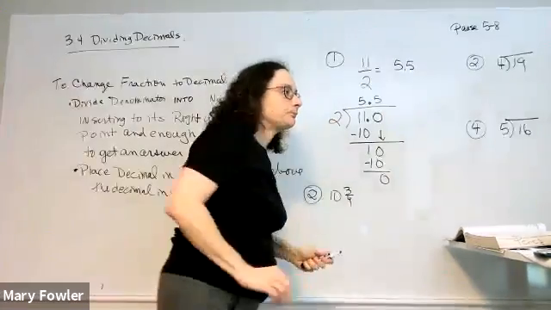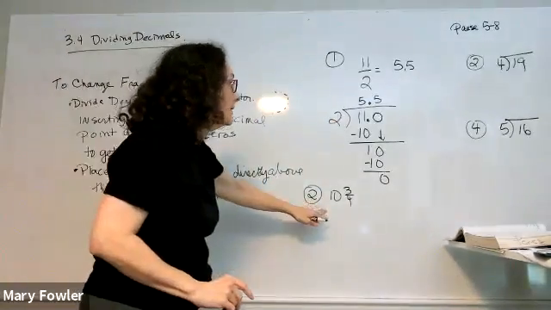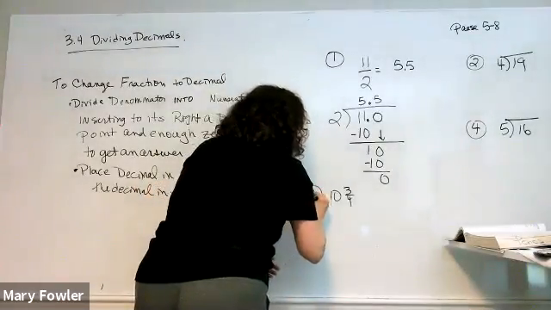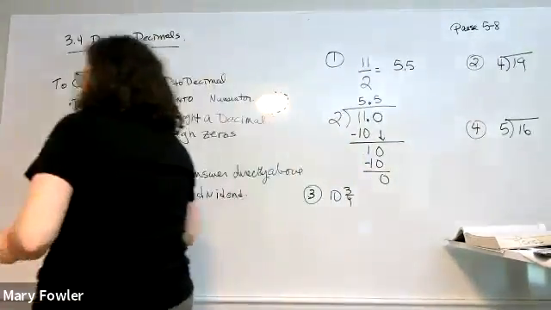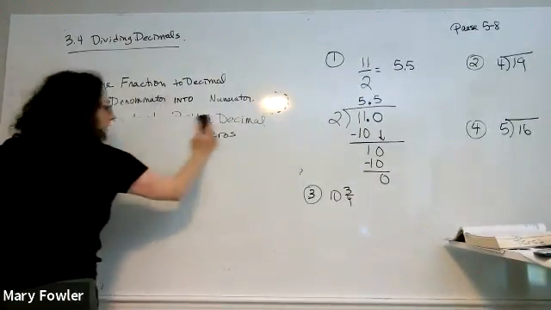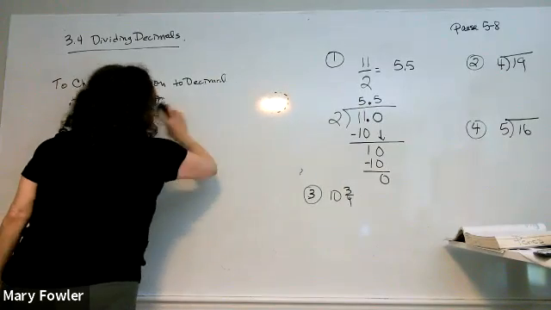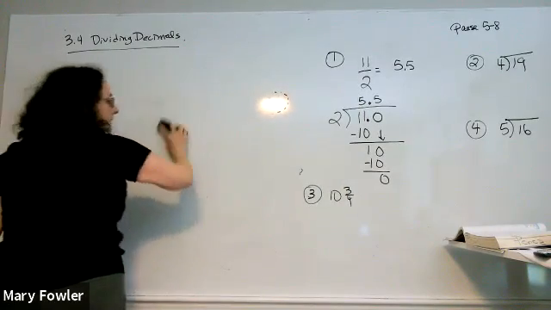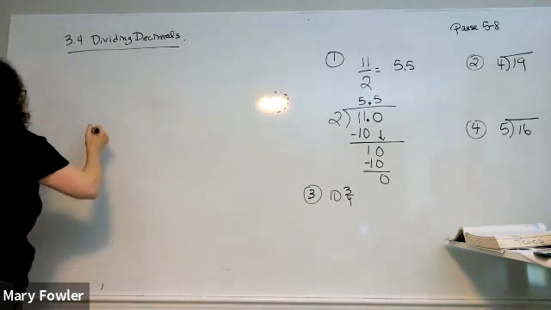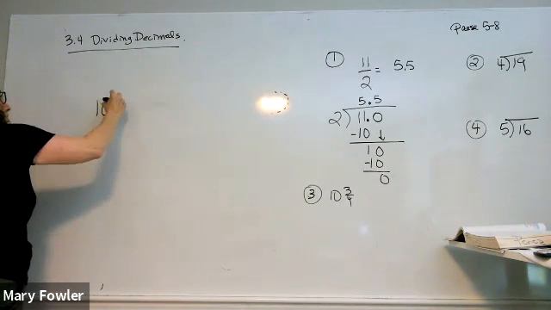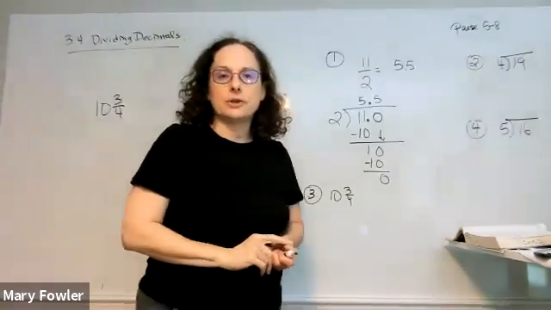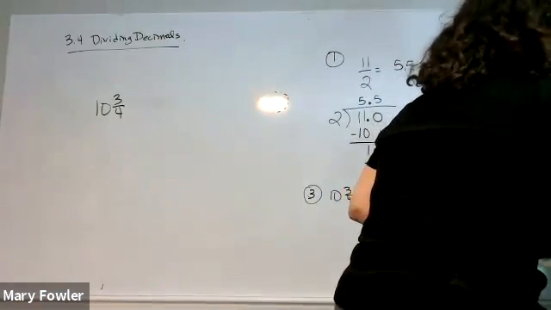Okay, great. I think this is number 3, and let's go ahead and do this a little out of order. We'll come back to 2. So we're looking at 10 3/4, and we would like to express 10 3/4 as a decimal number.